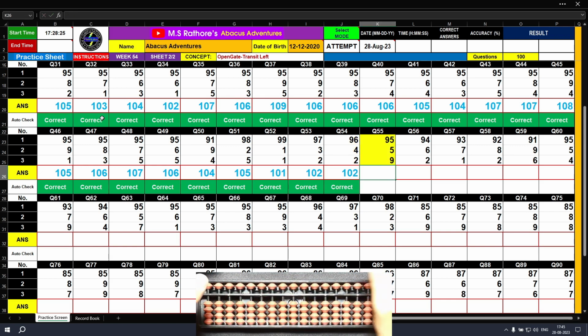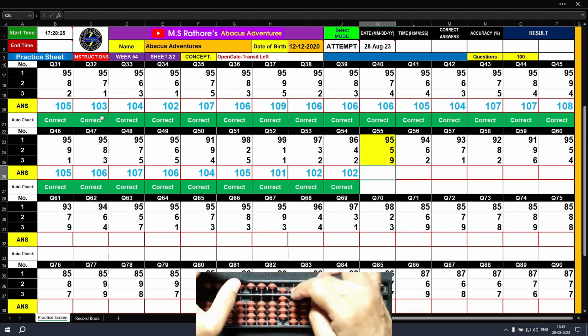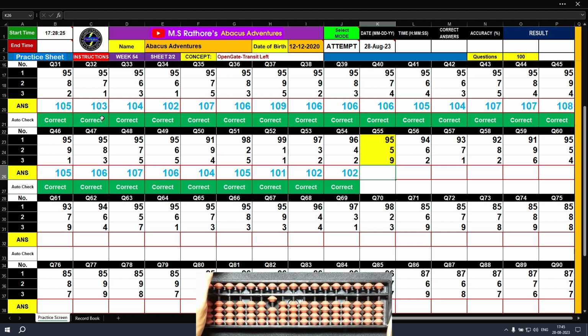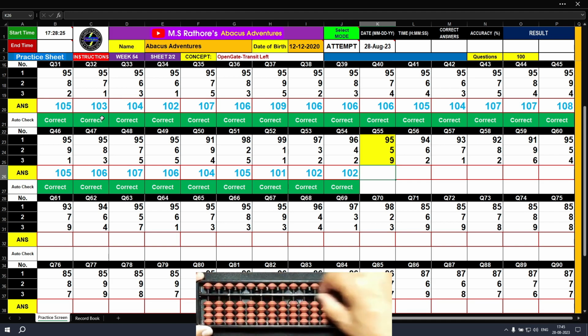Question number 55. Plus 90, plus 5, plus 5 equals minus 5. Open the gate. Plus 10. The answer is 100. Plus 9 directly. The answer is 109.